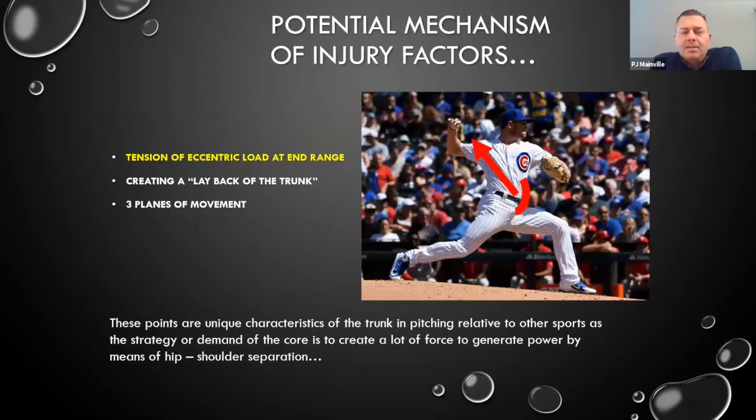First, we may want to appreciate that the oblique muscle is creating an increased tension of eccentric load at end range, specifically at maximal hip-shoulder separation. Secondly, the pitching motion inherently creates a layback of the trunk during the delivery. And lastly, the oblique muscles are being stressed in all 3 planes of motion: the sagittal, frontal, and transverse planes. All of these points are unique characteristics of the trunk in pitching relative to other sports, as the demand of the core is creating a lot of force to generate power by means of hip-shoulder separation.